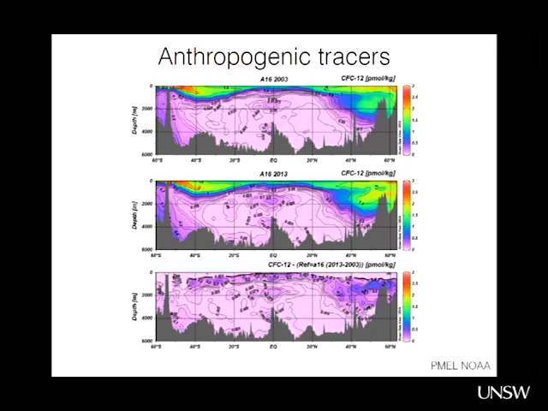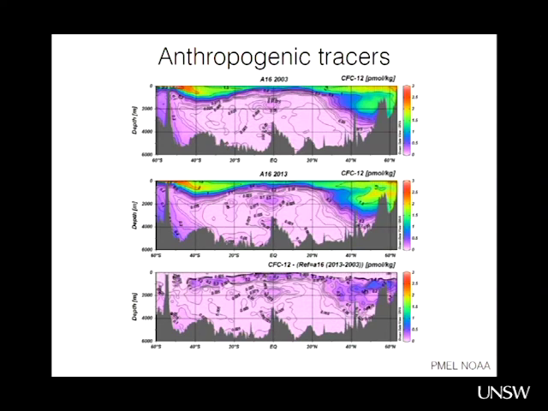We also have anthropogenic traces. This is particularly CFCs, CFC-12. And we know what the input of those was, because we were emitting them for a couple of decades. So you can track water that's been at the surface in the time since we started emitting CFCs.